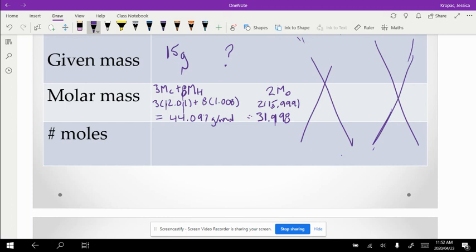31.998 grams per mole. All right, now we have mass, now we have molar mass, so we're ready to figure out number of moles.